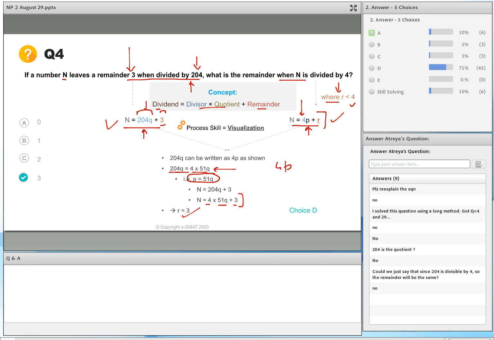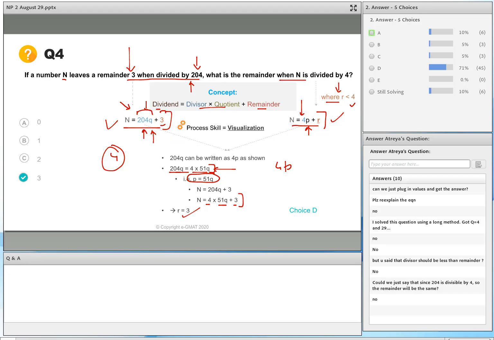Saurav, please re-explain the equation. I'll do that. Whatever you have over here, you consider the divisor. The divisor in this question is 4. Take the numbers which are greater than 4 in this equation. What are the numbers? The only entity is 204q. Divide 204q by 4 and see what you get. You get 51q. You get a proper number over here. That is the value of p.